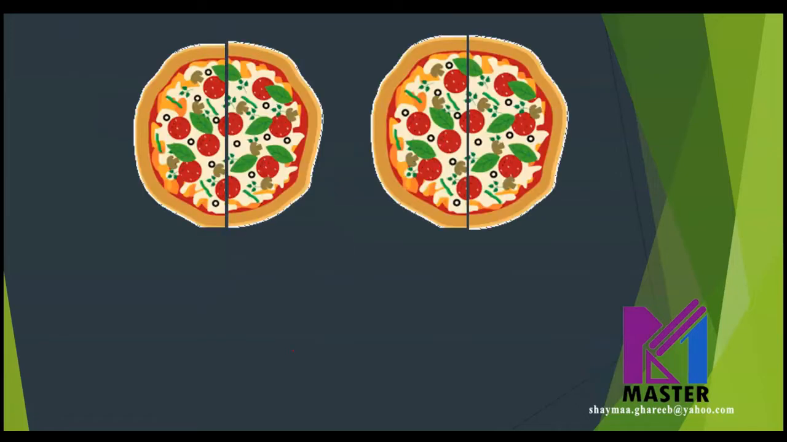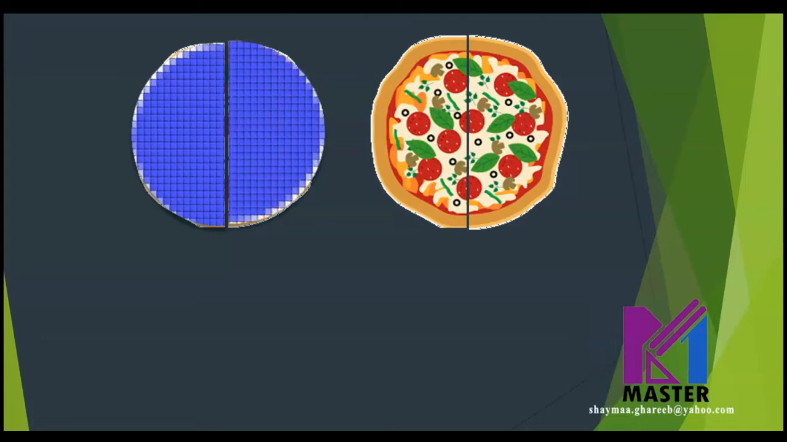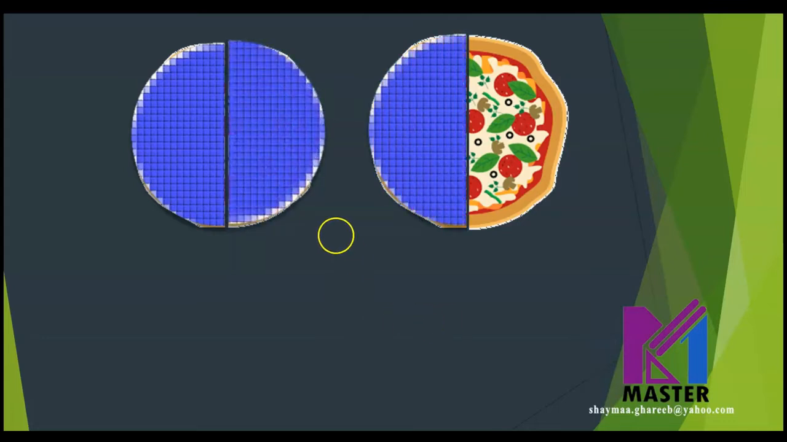Is this clear? Do you remember now? Now let's go to our lesson. We have two pizzas here, as you can see. Each one is divided into two equal parts. If I shade these parts here, as you can see, I shaded 3 parts of the total number of parts. Each of these parts is 1/2, right? This is 1 over 2, 1 over 2, 1 over 2. Half of the pizza, half of the pizza, half of one pizza.